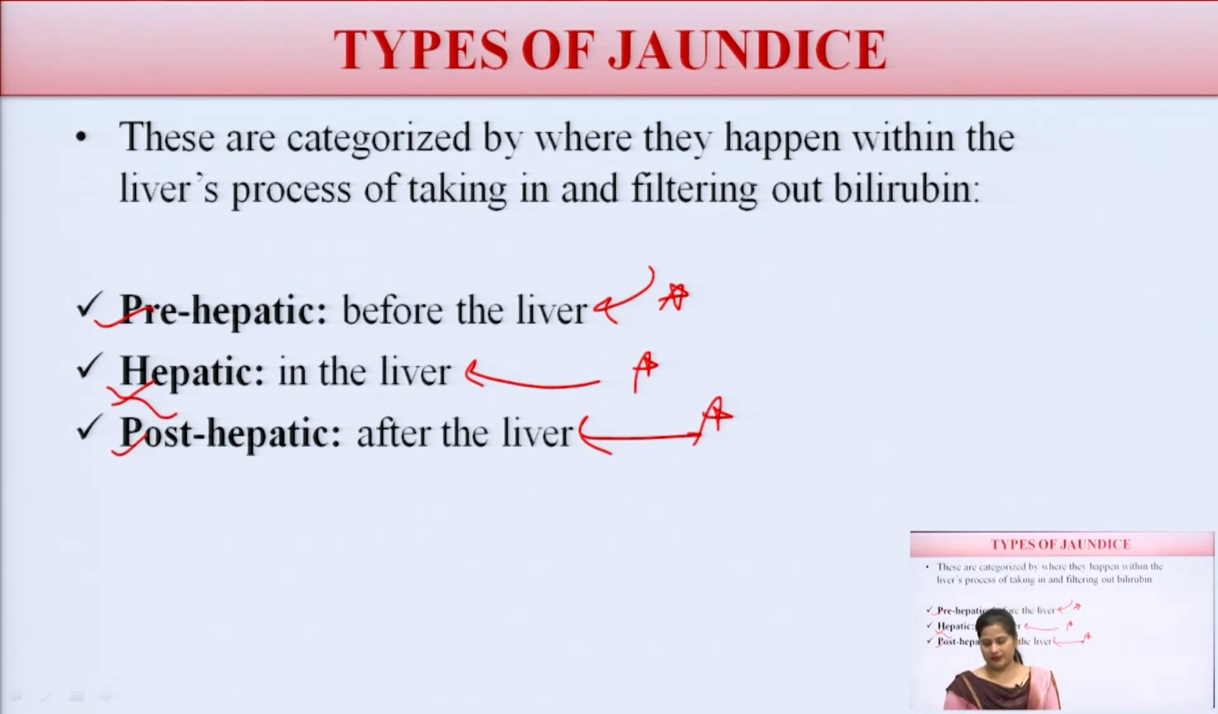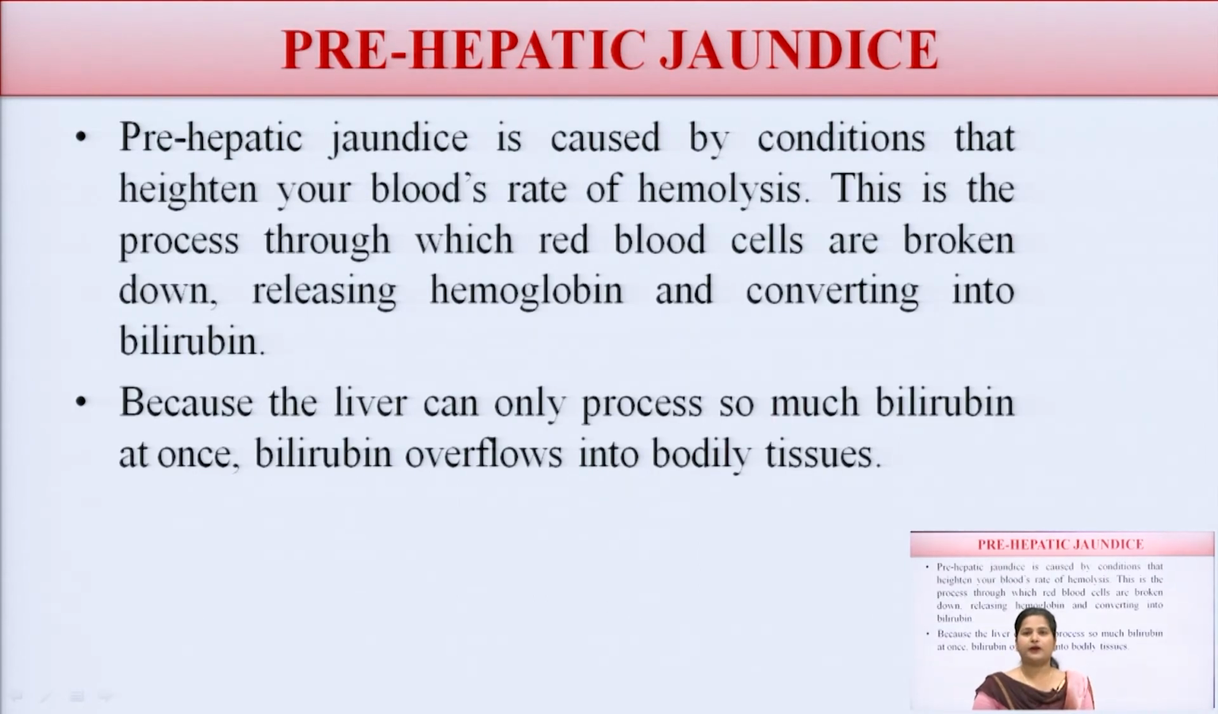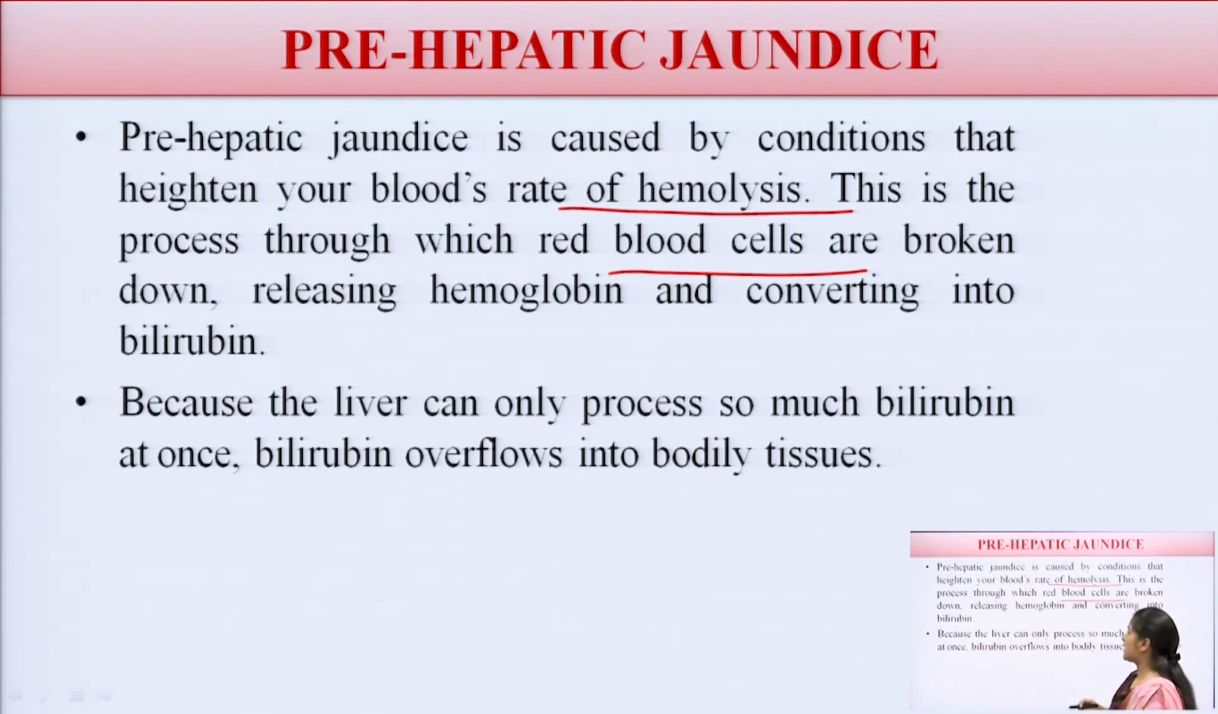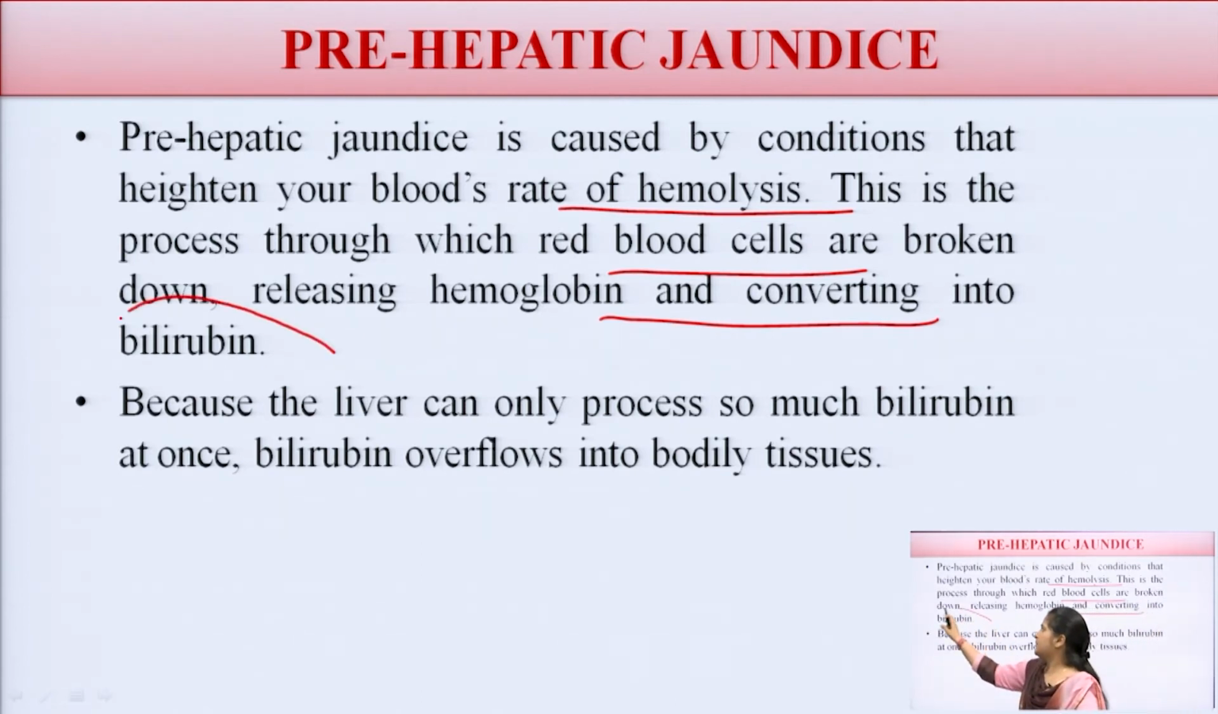Now if we talk about prehepatic jaundice, it is the condition in which there is a heightened rate of hemolysis, which is the process through which the red blood cells are broken down, releasing the hemoglobin, which is converted into bilirubin. So the first is prehepatic, meaning whenever the RBCs are ruptured due to any kind of injury, they can be broken down. The rate of hemolysis will increase.